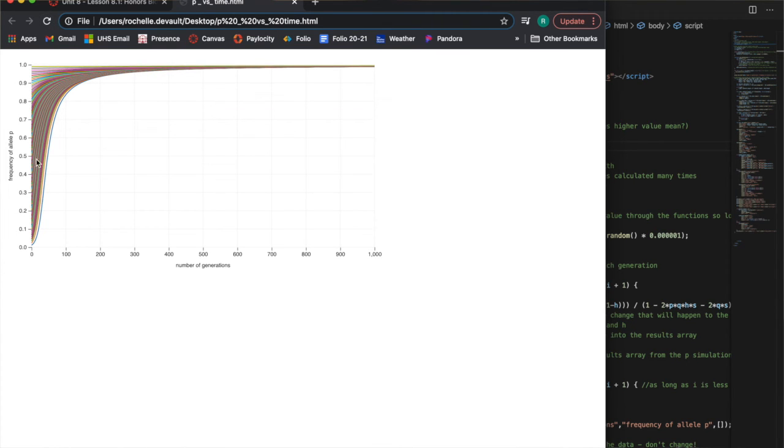And we still seem to have fixation towards P, where P becomes fixed no matter how many times we run this. The pattern remains the same.